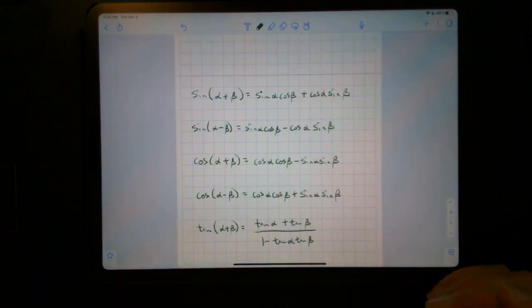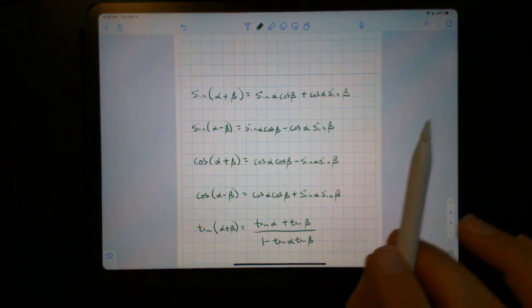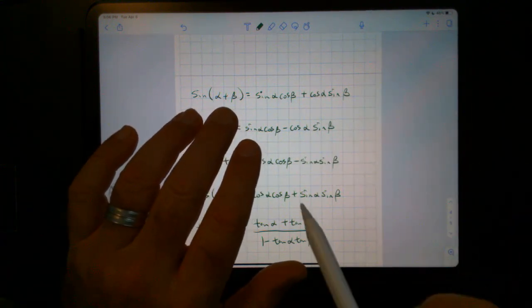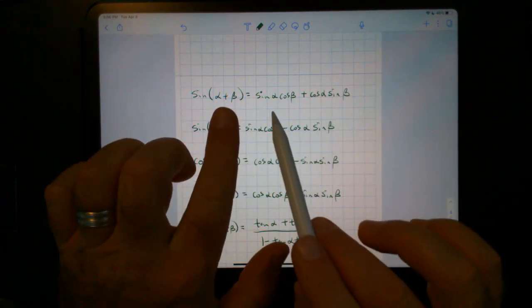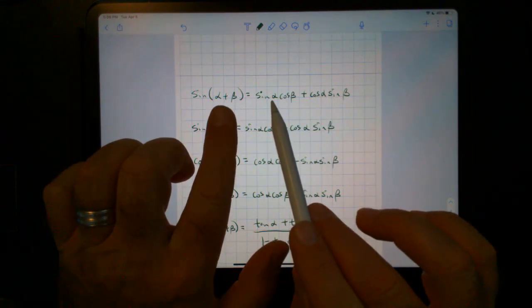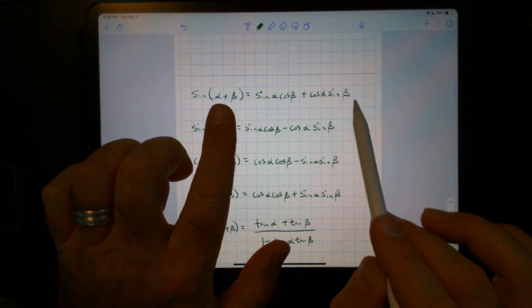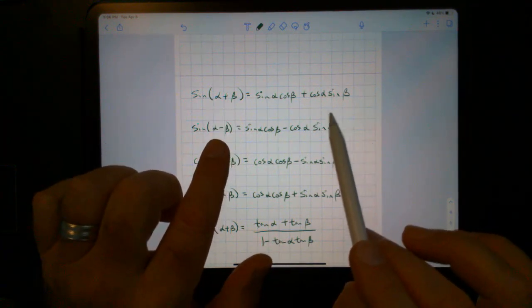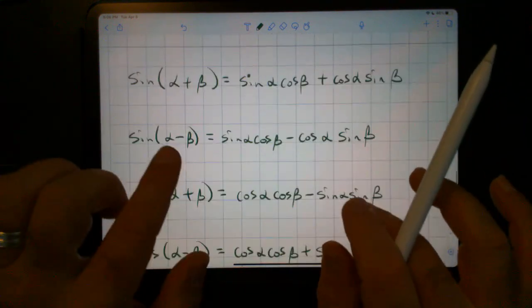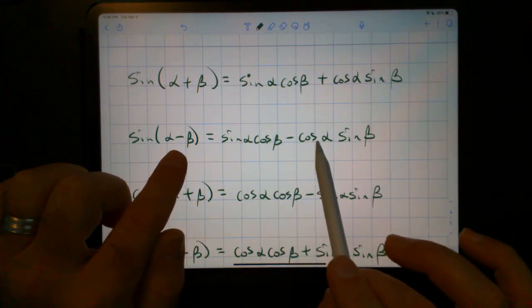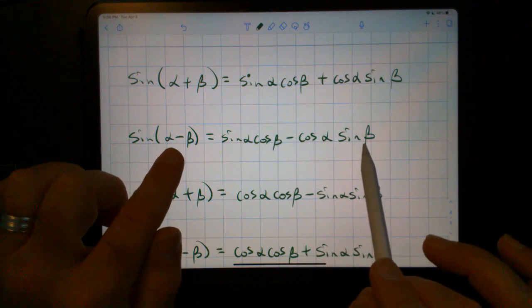And I prefer alphas and betas. I do not like writing s's and t's because my s's look like 5s and my t's look like plus signs. So without loss of generality, we can do the same thing, and we get sine of alpha plus beta is equal to sine alpha times cosine beta plus cosine alpha times sine beta. We also have sine alpha minus beta is sine alpha times cosine beta minus cosine of the first times sine of the second, if you want to see it that way.